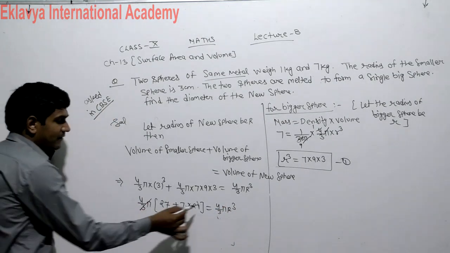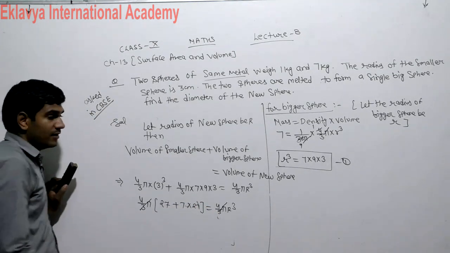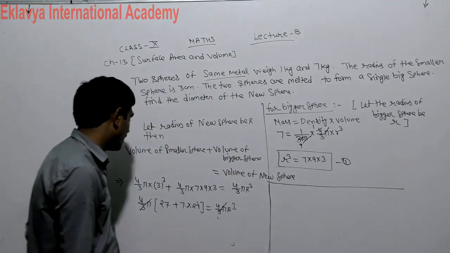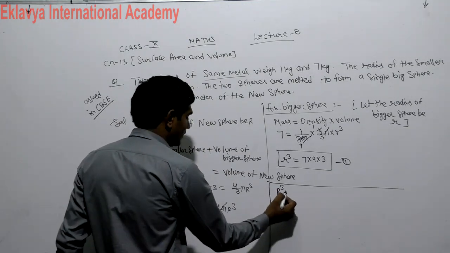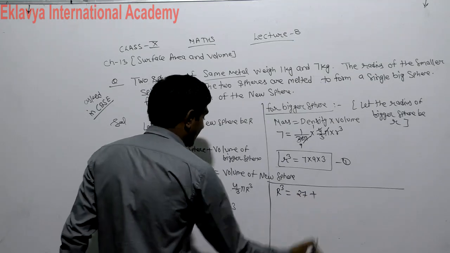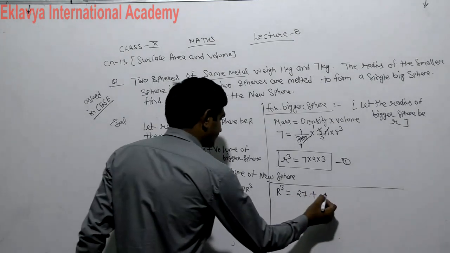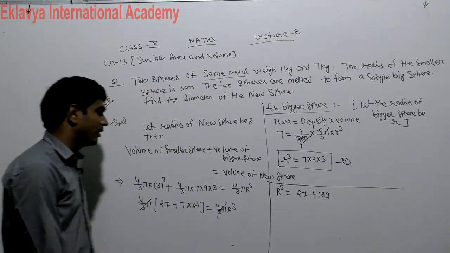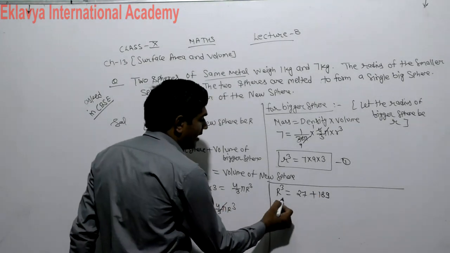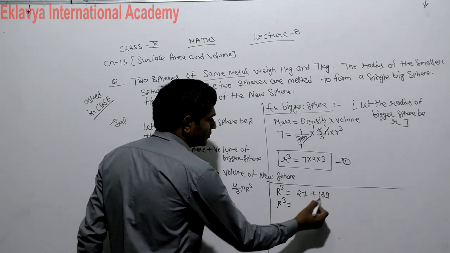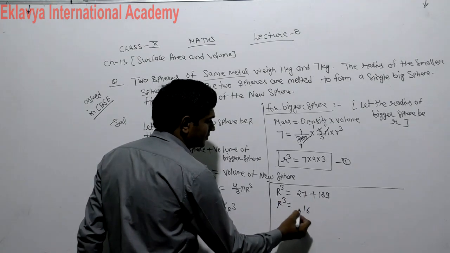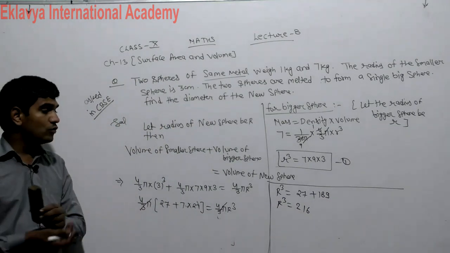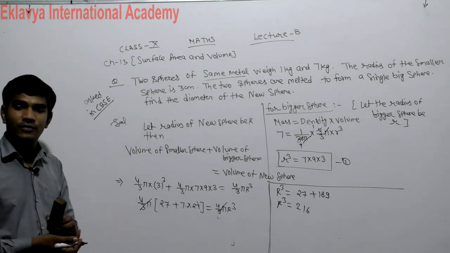4 upon 3 pi, 4 upon 3 pi is cancelled. Now from here we will find out the radius. So r cube is equal to 27 plus we will multiply, 189. Now add: r cube is equal to 216. Now 216, how will we find the cube root?